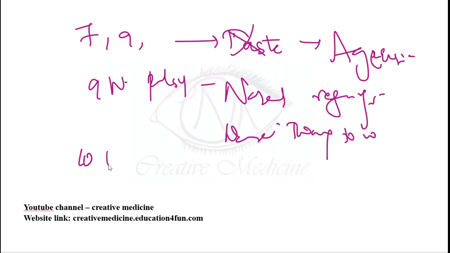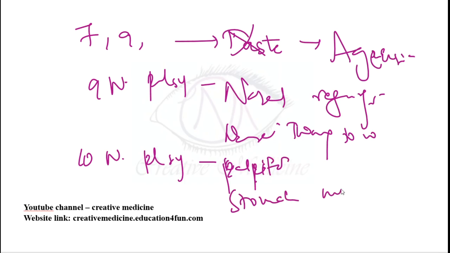Then we have 10th nerve palsy. Normally the 10th nerve controls the heart rate. Because of loss of control, palpitations are seen in 10th nerve palsy, and stomach motility is also affected due to 10th nerve palsy.